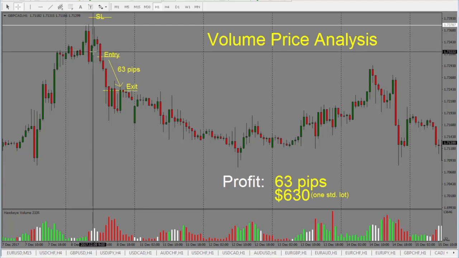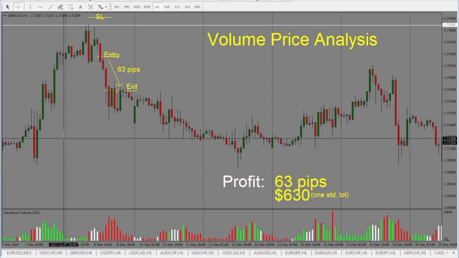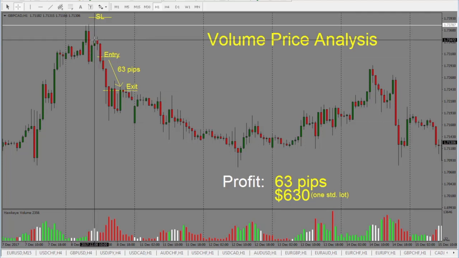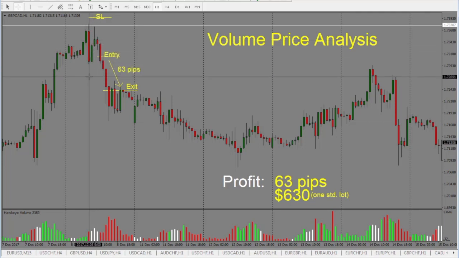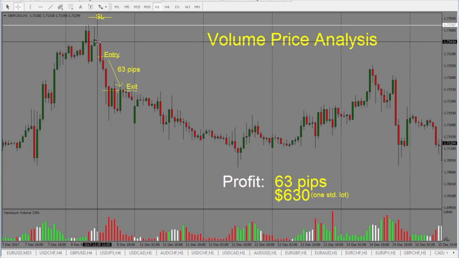Now the volume turns white here. White means neutral volume, which is a good sign because we do not want to see green volume here, which would mean that buyers are stepping into the market. Neutral volume is okay. It just means that here we see a pullback, but it means that buyers are not in charge, even though we are seeing price go up. So that's good.